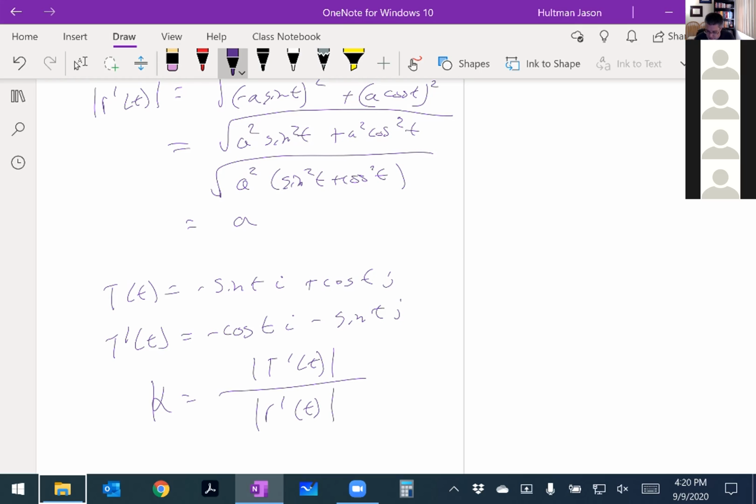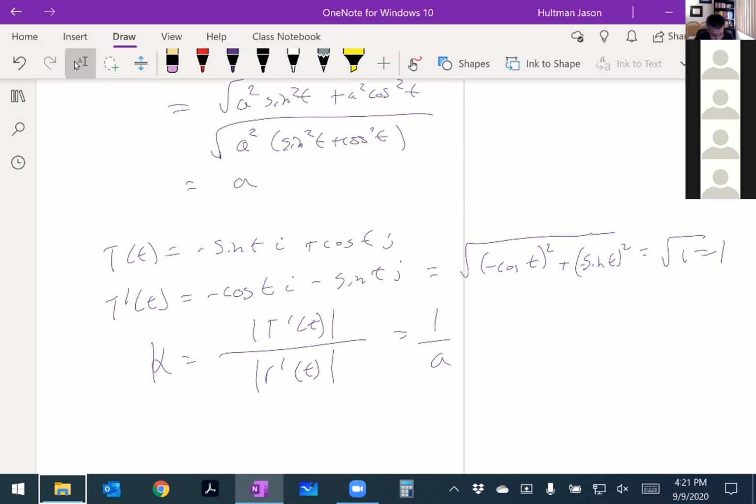Well, what's the magnitude of the top here? The magnitude of the top is just going to be 1, because that's the square root of negative cosine t squared plus negative sine t squared, which is the square root of 1, which is 1. So this becomes 1 over, and we already know the magnitude of r prime of t, that's a. And so that's the curvature. The curvature is 1 over a.